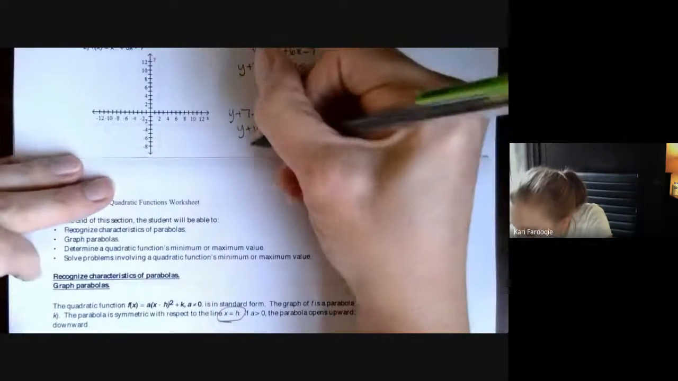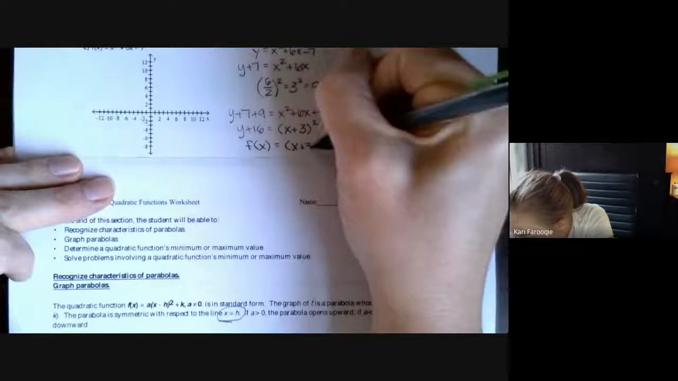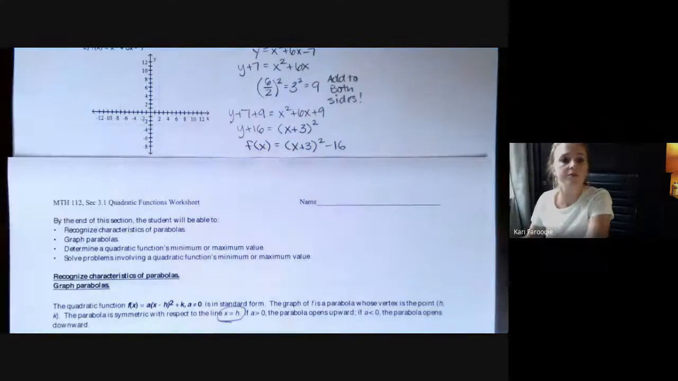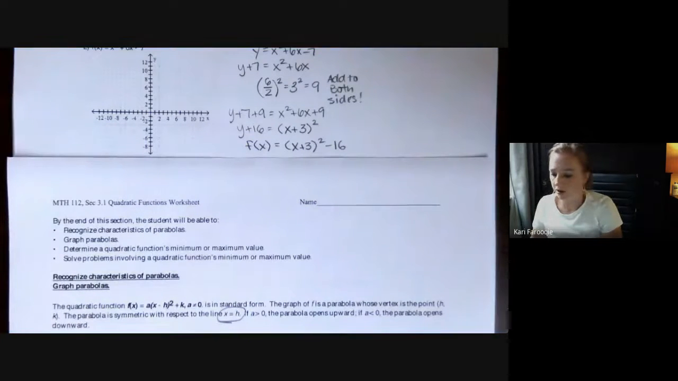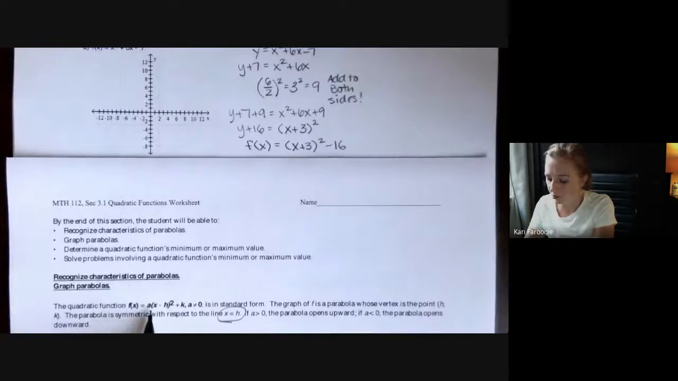So I'm going to change y back to f of x, and I'm going to subtract 16 on both sides. And now we have standard form. F of x equals a times x minus h squared plus k.